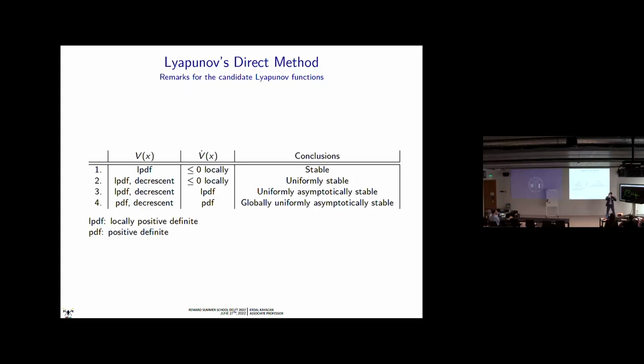For a linear system, we said it's globally asymptotically stable, right? Can I say every linear system is globally asymptotically and exponentially stable?